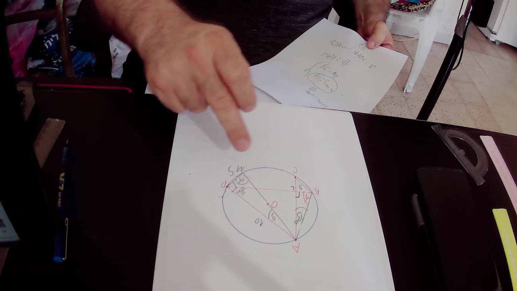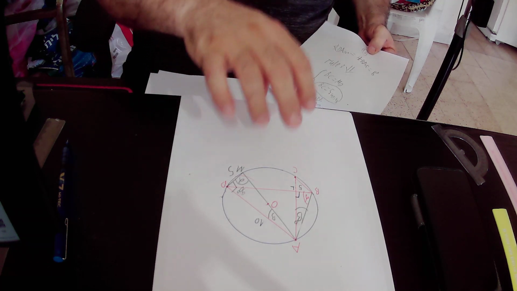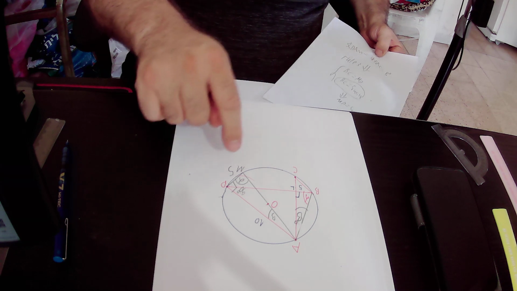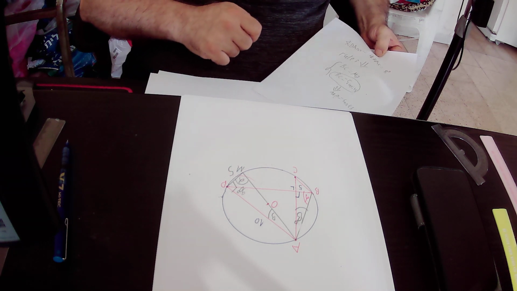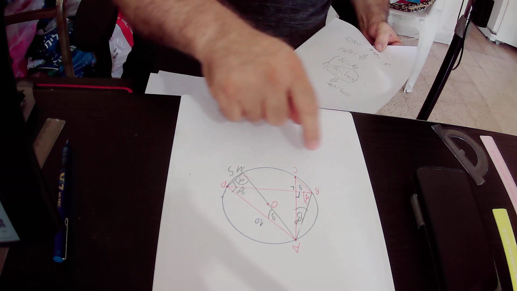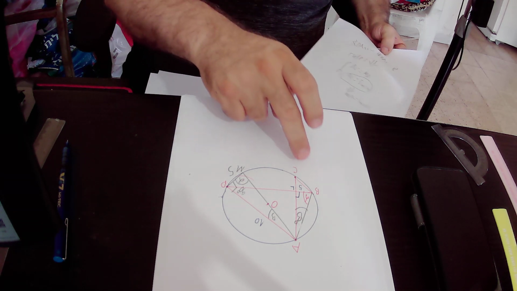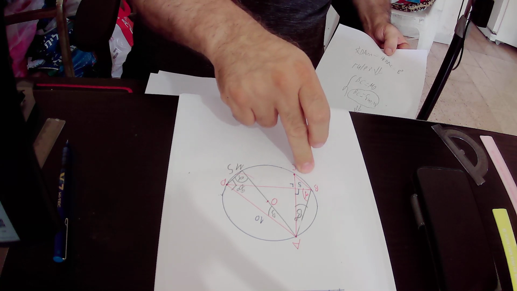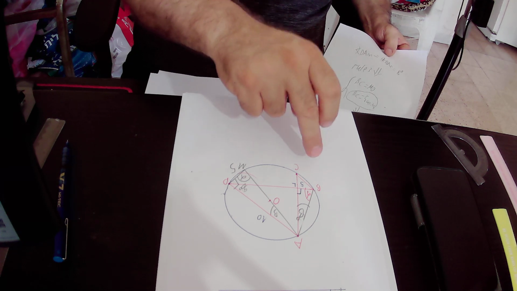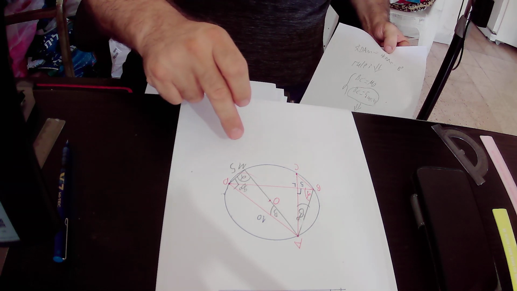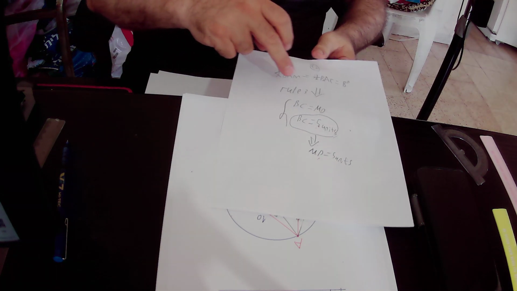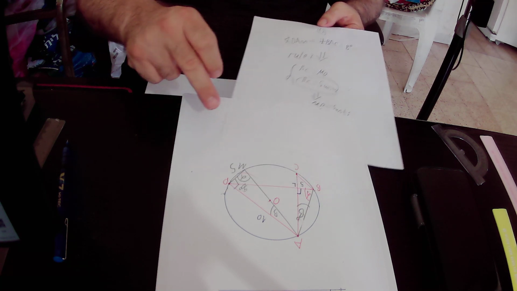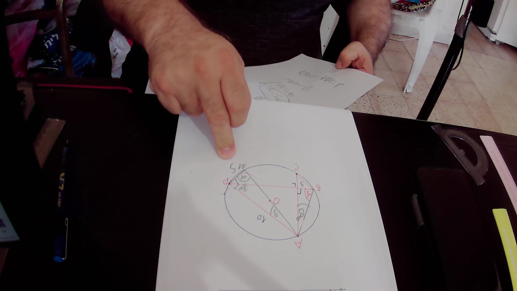BC equals MD because peripheral angles that equal each other rest on equal chords. That is to say, BC equals MD. Okay? BC equals MD, but it is given in the question that BC equals 5 units. So we can deduce from it, BC equals MD and BC equals 5 units, that MD also equals 5 units. Okay?